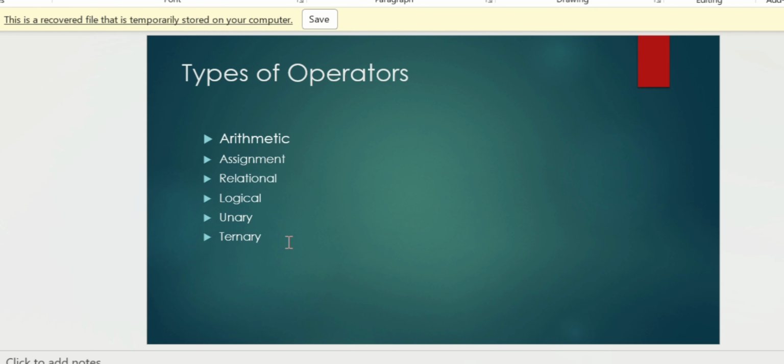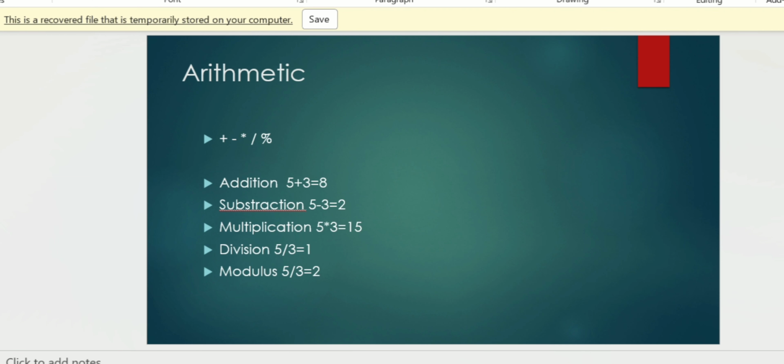We have arithmetic operators, assignment operators, relational operators, logical operators, unary operators, and the ternary operator. So let's discuss everything one by one. First of all, we are going to discuss the arithmetic operators. As you can see, the name itself stands for mathematical, so we can do all the mathematical operations with them.